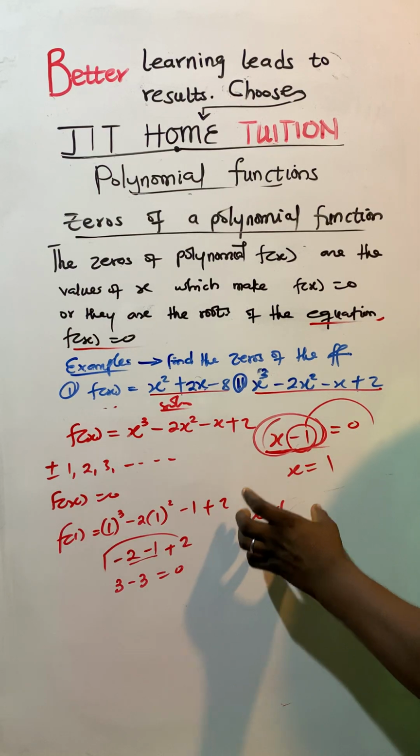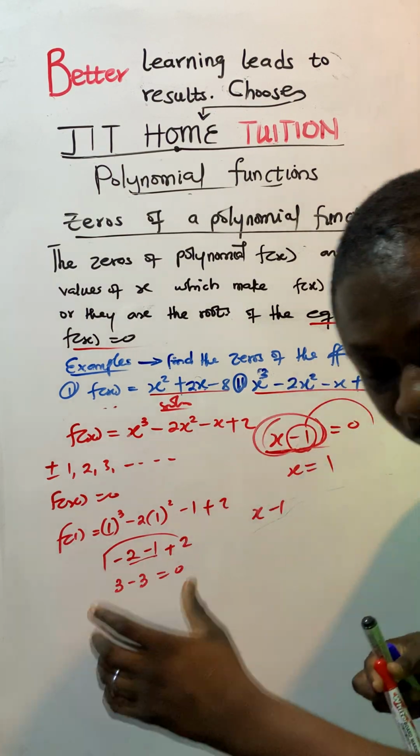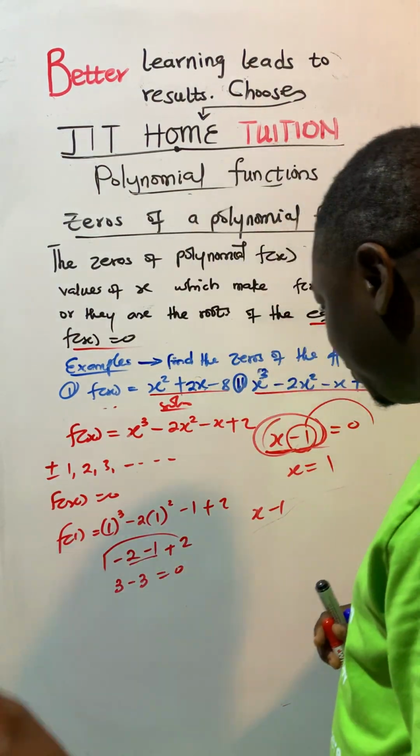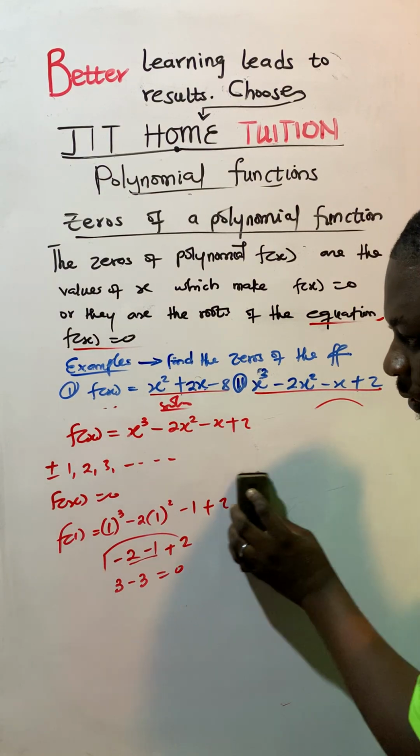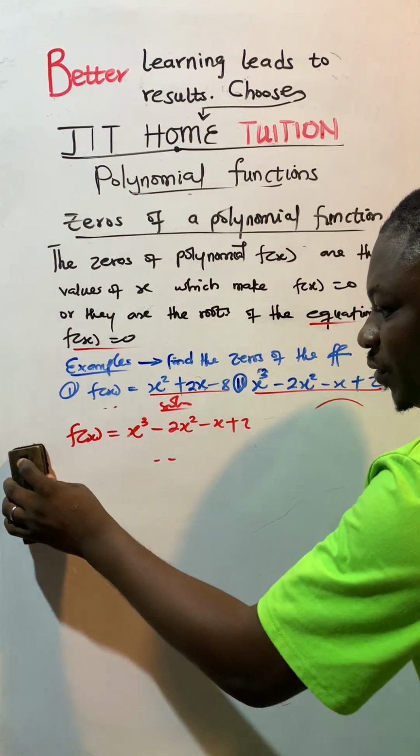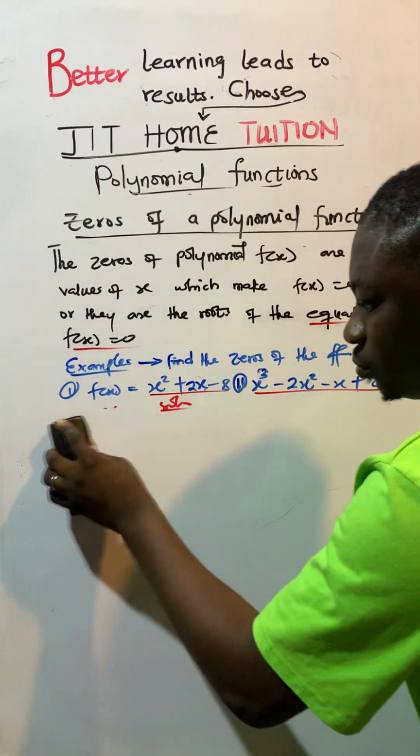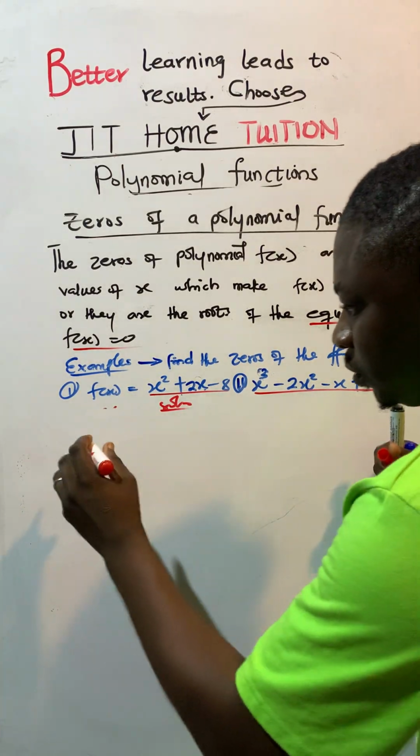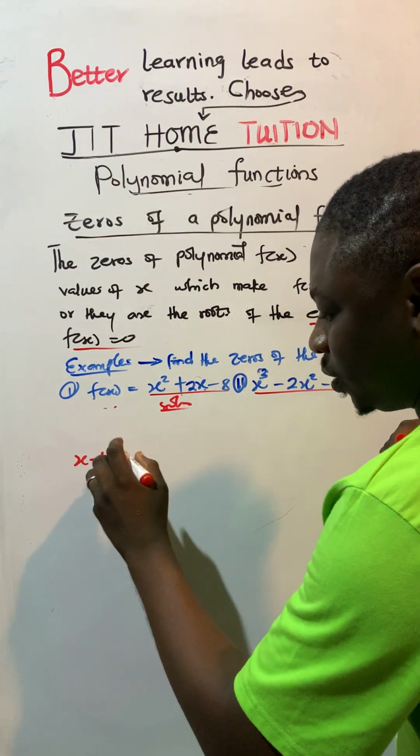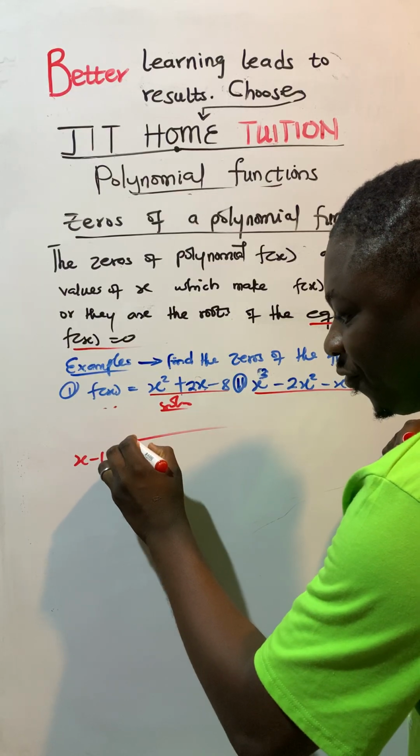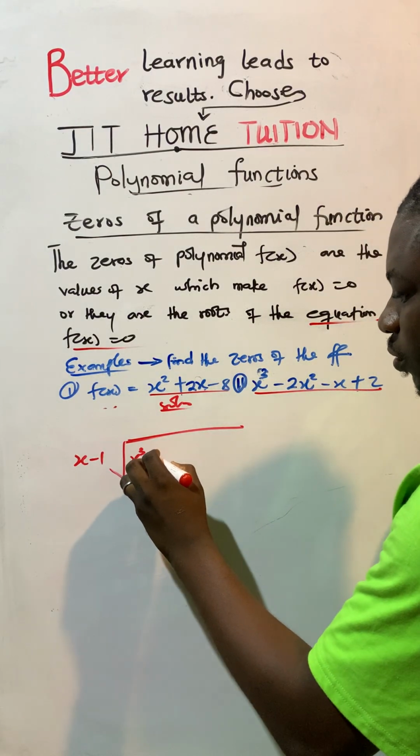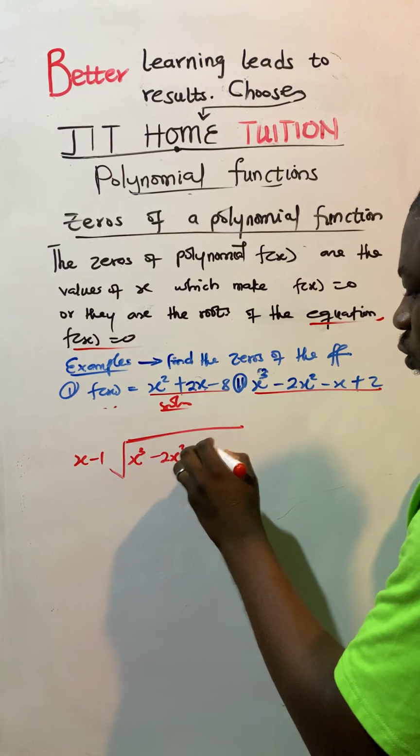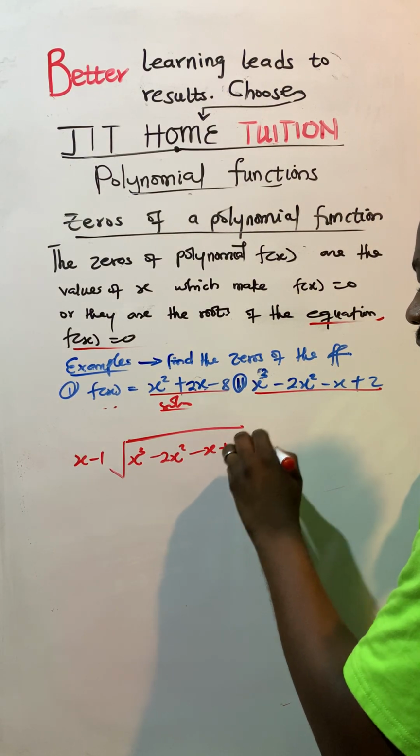Now, having established that the factor is x minus 1, come here, please. Let me clean this side because of the size of the board. We are now going to use the long division approach. You have x minus 1, all right? So we've gotten one of our factors. Then you have x cubed minus 2x squared minus x plus 2.